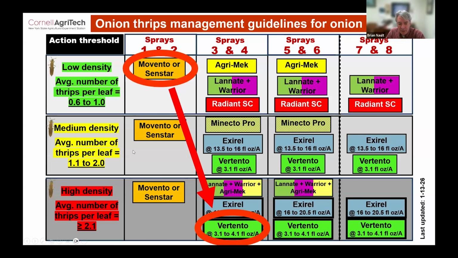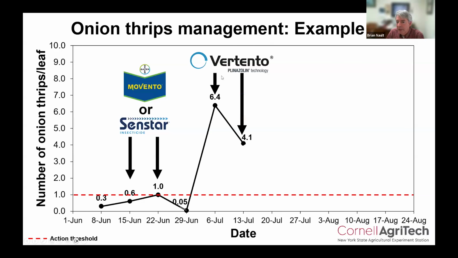We are at 6.4 thrips per leaf. That puts us in the high density. All right, time to get out a hammer. Well, I just told you we have 2 hammers. Actually, we probably have 3 now with a trifecta. But let's go with Vertento. Maybe with the first application, maybe we go with 4.1 fluid ounces per acre, or maybe the second one we drop down to 3.1. And we may not see, again, with that Vertento, 1 application, don't expect it to be 0 the next week, okay?